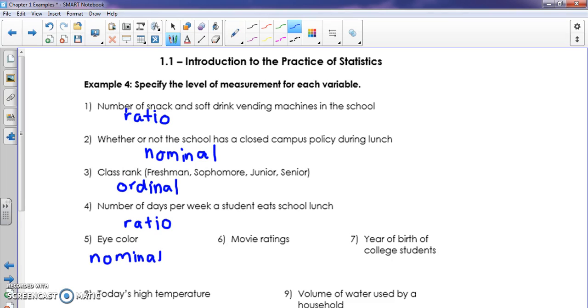Movie ratings. So those are classifications, but then we can put them in order worst to best. Or G to R, or whatever way you want to think about that question. Year of birth of college students, so if you were paying attention in the previous part of this video, that one is interval, so 0 has meaning. In that case, they were born in the year 0, which wouldn't really happen for us.